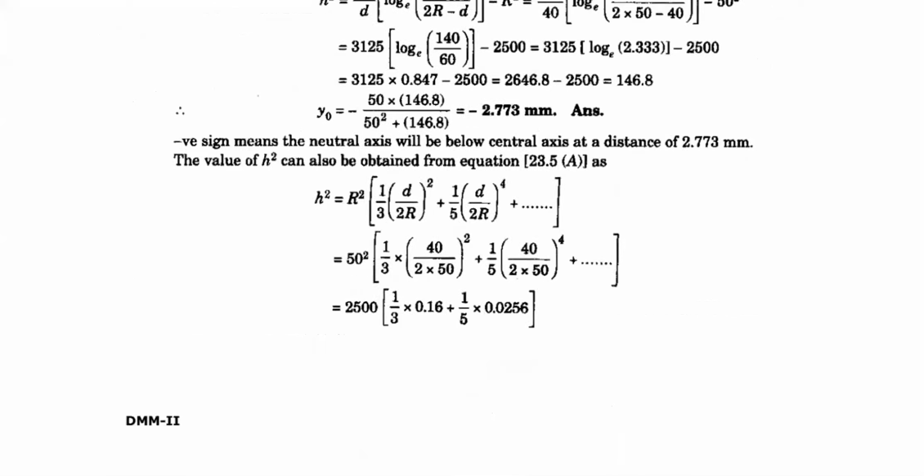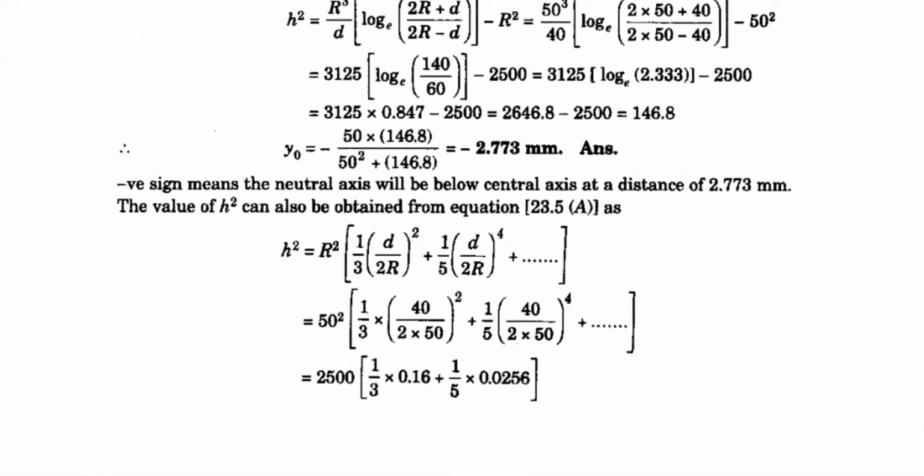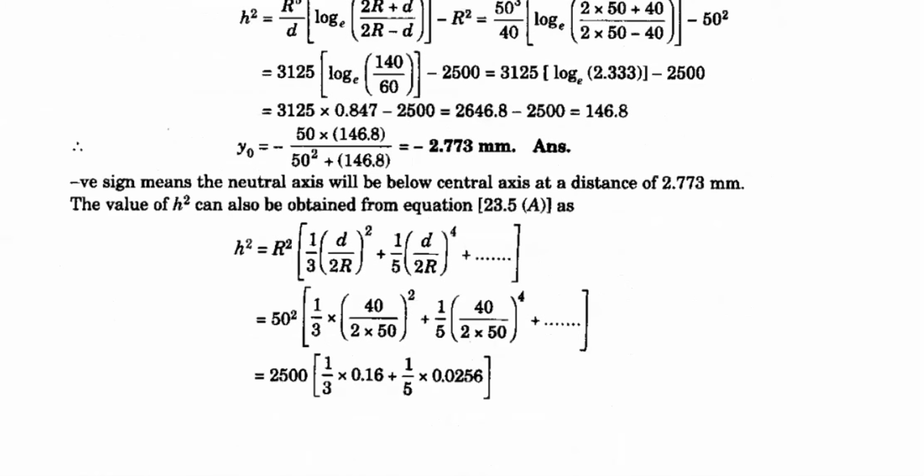Right. Anyway, please try to substitute the relations. Because each and every term is identified already, the r value and d value are already known. So please take at least two terms, and verify or calculate at least two terms. That is d by 2r plus d by 2r whole power 4.